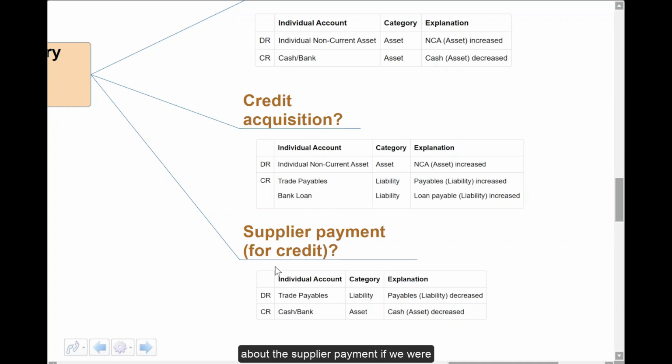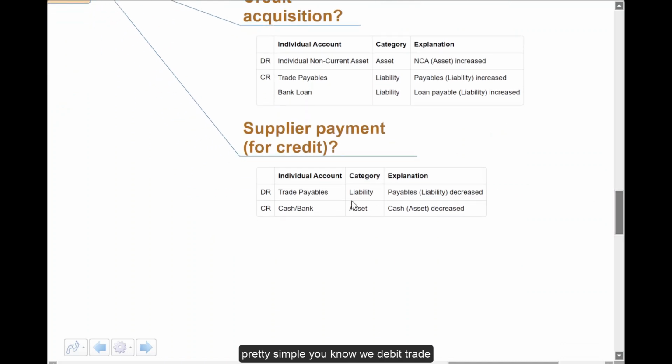What about the supplier payment, if we were assuming that it was just a trade payable entry and not a bank loan? Well, pretty simple. We debit trade payables, i.e. reduce the liability or decrease the liability. Why? Because that liability has just been paid off, doesn't exist anymore. How is that? Well, because we have used our bank account. We've reduced an asset, so therefore we've decreased an asset. Back to our rule, debit assets and expenses to increase them, therefore credit cash or bank to decrease it.